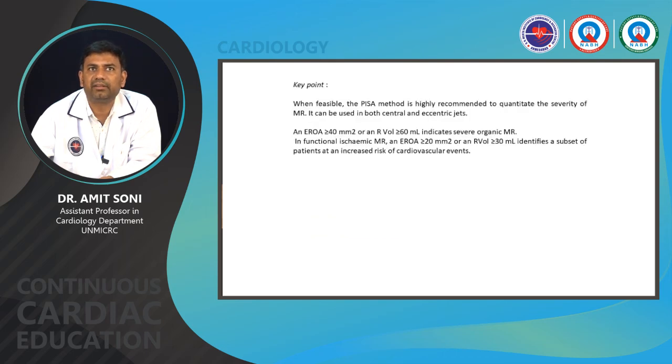So key point: when feasible, the PISA method is highly recommended to quantify the severity of mitral regurgitation. It can be used in both central and eccentric jets. An effective orifice area of more than 40 mm² and a regurgitant volume of 60 ml indicate a severe mitral regurgitation. In functional ischemic mitral regurgitation, ERO more than 20 mm² or regurgitant volume more than 30 indicates a subset of patients with increased risk of cardiovascular events. So this is a case of secondary MR, the ischemic mitral regurgitation.